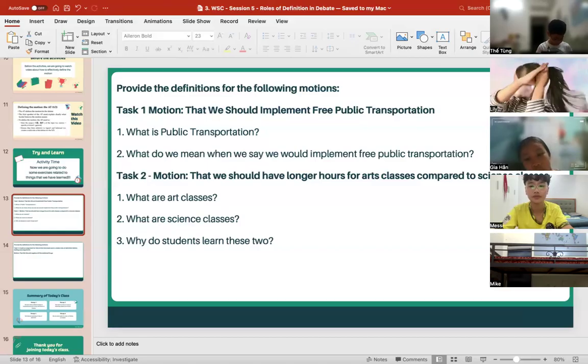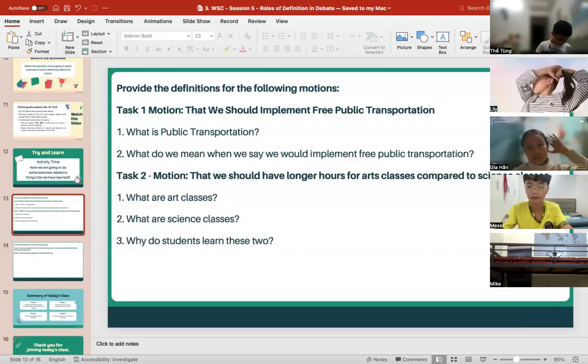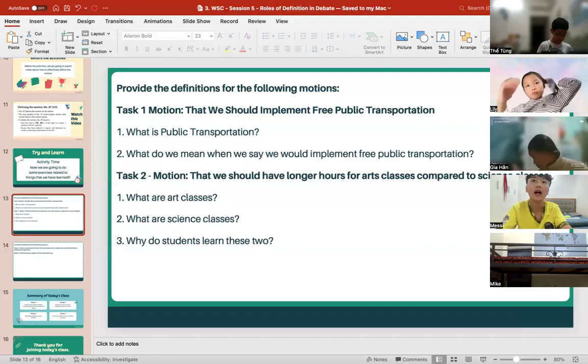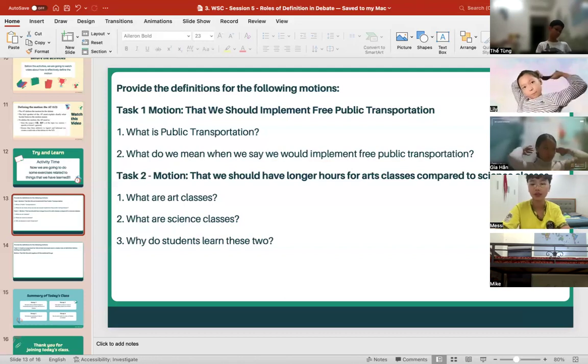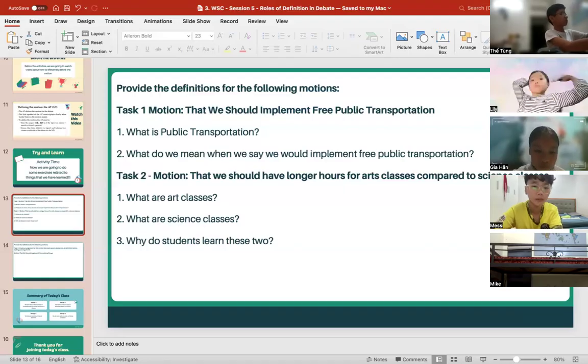Number 2. I don't get what number 2 means about implement. Oh, implement means you apply something. You apply some plans, like if I implement free bread for students, which means I am giving students bread for free. So that is what implement means.